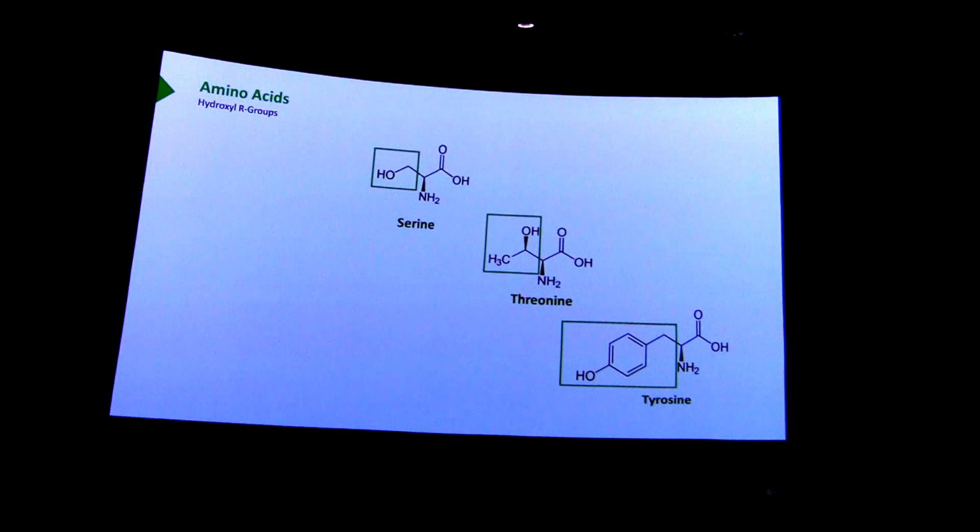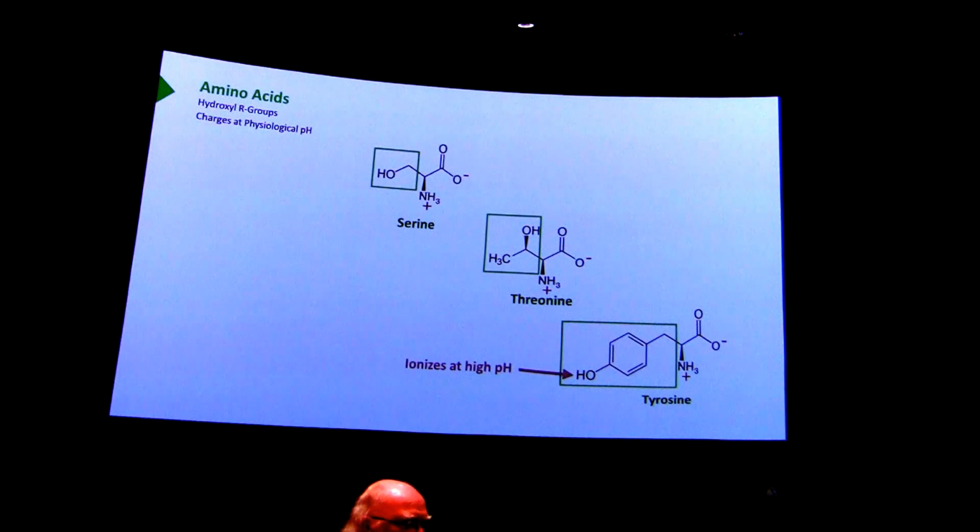You see the R groups. We see that serine is very similar to threonine. Tyrosine is somewhat different. It ionizes at high pH. You see that serine and threonine have charges of 0. What pH would it take to have tyrosine have a charge of -1? Anybody remember? What if I told you the pKa for the tyrosine R group was 10.5? What pH would it take to have tyrosine have a charge of -1?